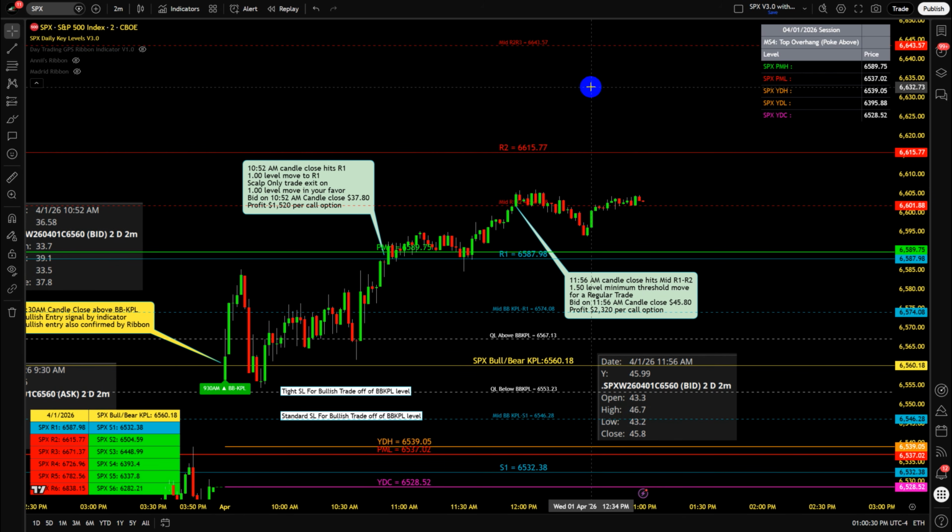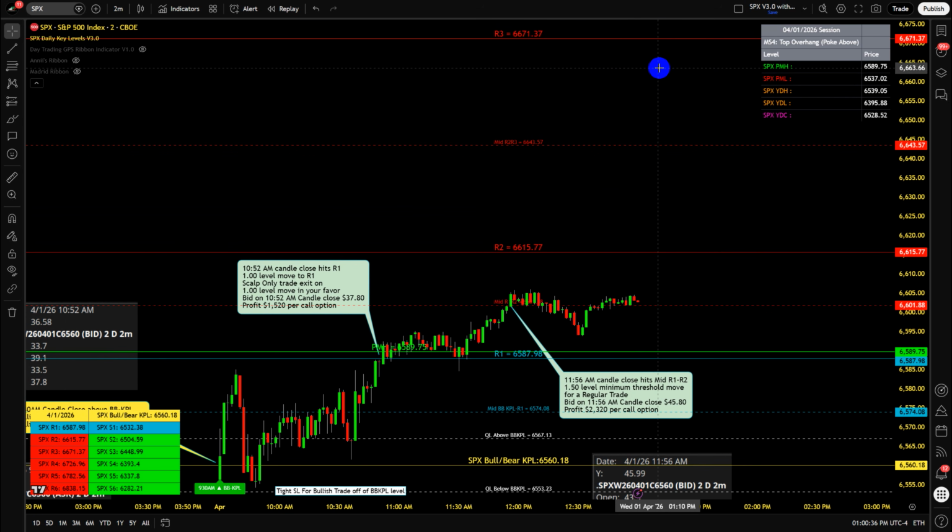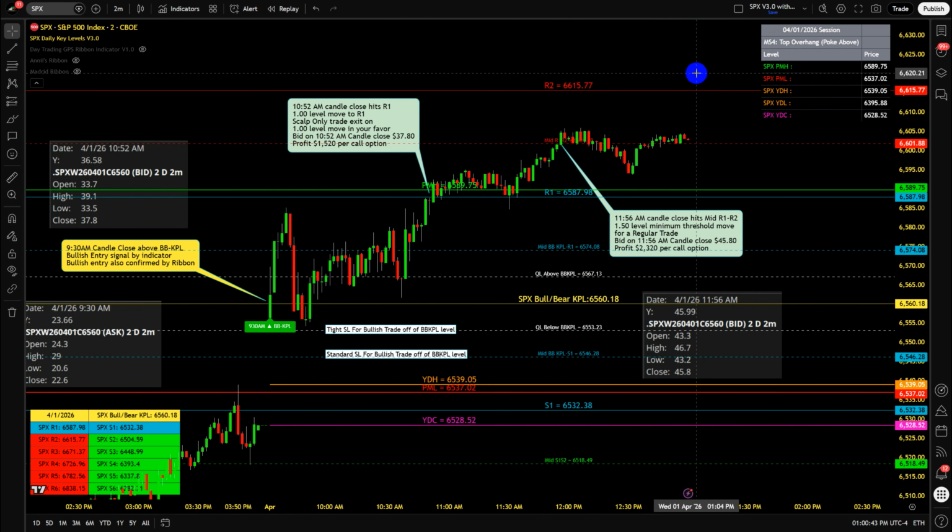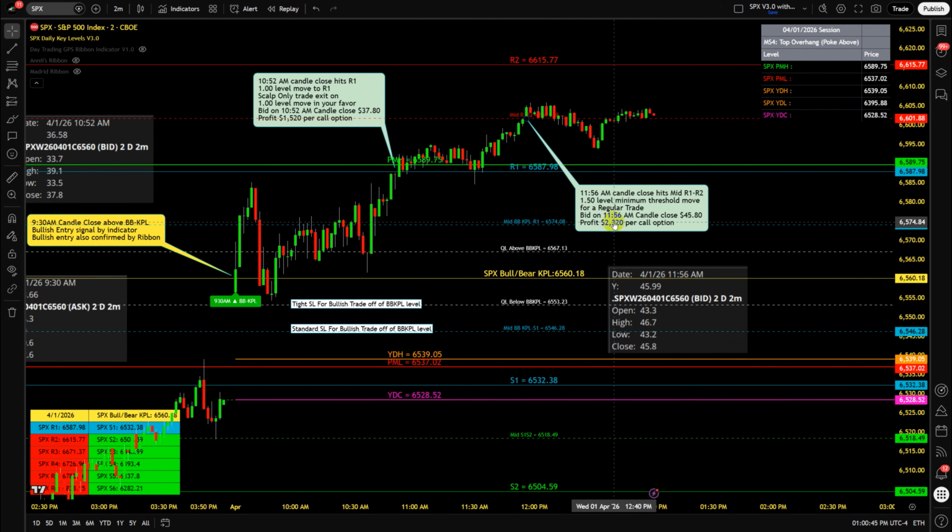And then finally, you're getting down to where you just have one option contract left, and then as it continues to move in your favor, if it continues to move in your favor, then eventually closing out that final runner. Okay, so in this case, on this 11:56 a.m. candle close, on this 1.5 level move in your favor, the bid is $45.80, so that is a profit of $2,320 per call option.